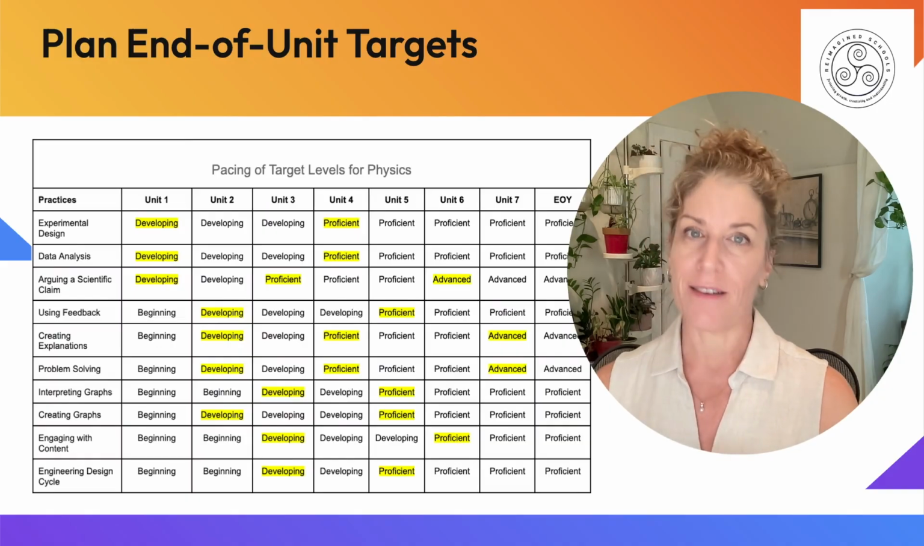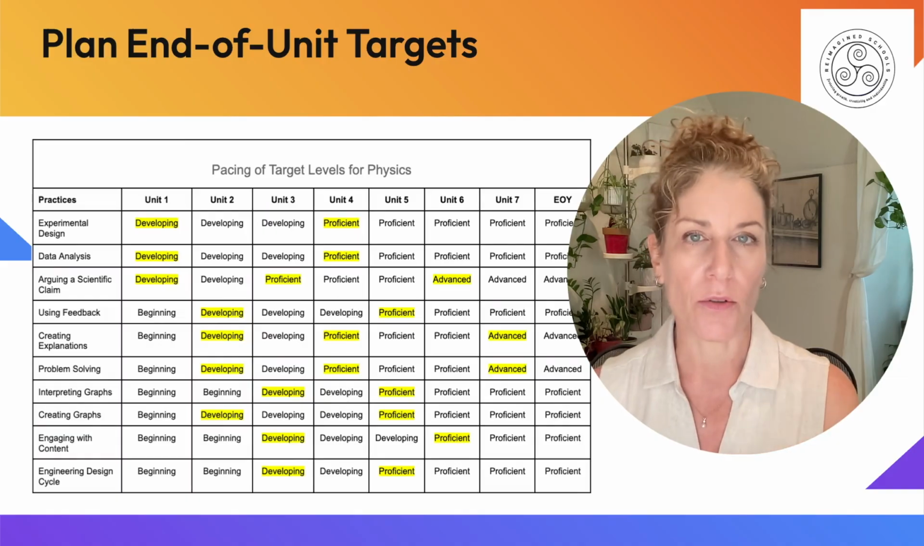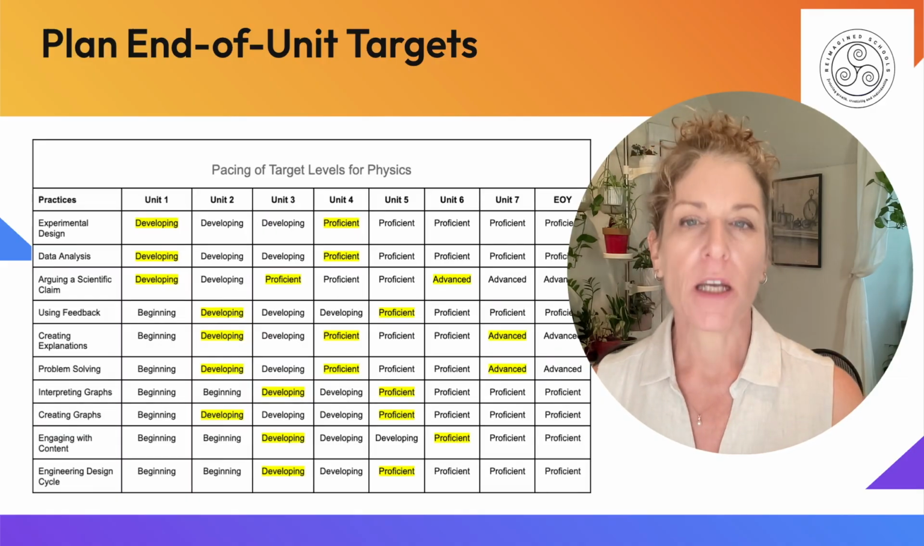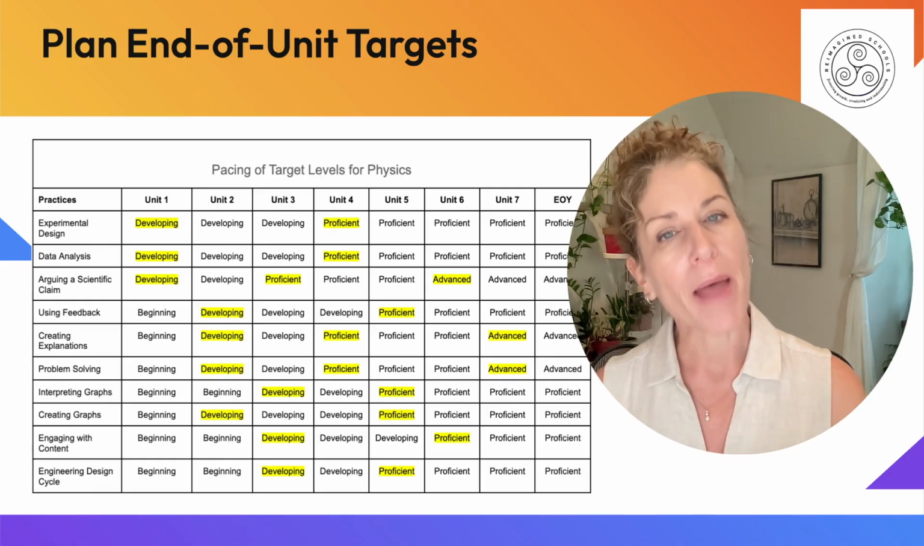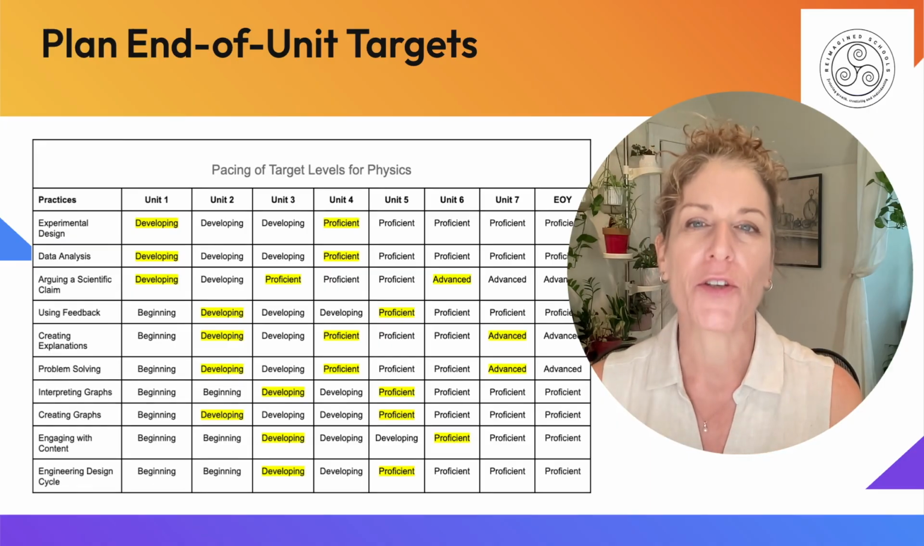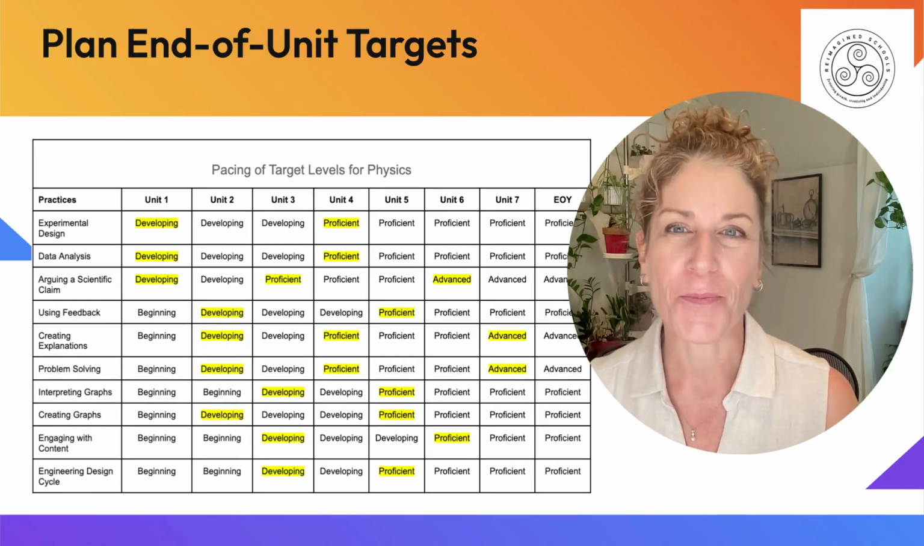Once you know the end of the year goals, you can break down the progressions into smaller unit goals so that students can gradually develop their skills over time. These become the intermediate steps along the path to mastery. Each unit builds towards the end of year goals, and you can adjust these as needed. I'll show you that later.